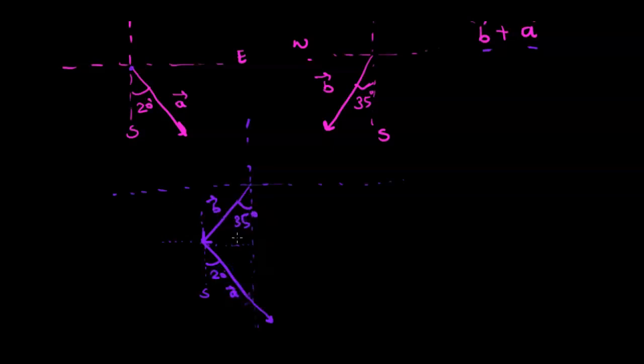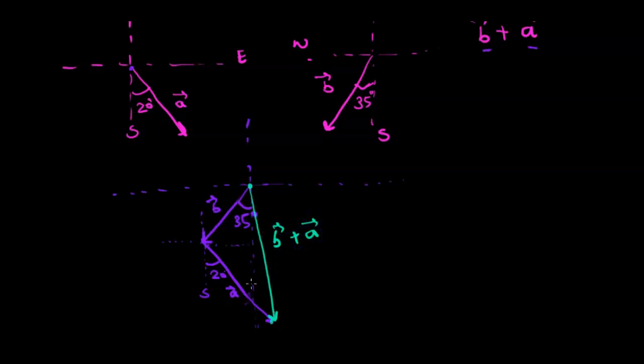Then the resultant of B and A will start at the origin of B, or the tail of B, and end at the head of A, and this forms the triangle. Therefore, we are going to use the triangle law of vector addition. We would write down B plus A.